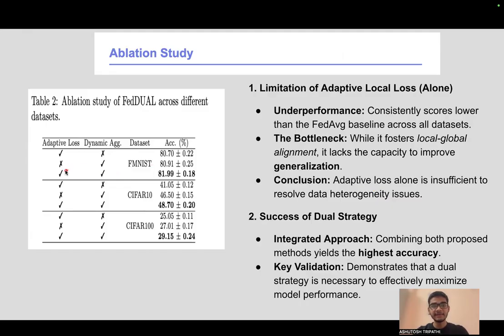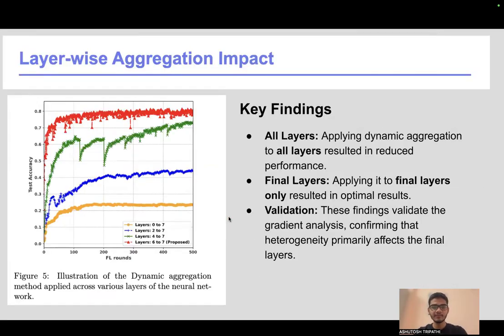Right. And then when we have integrated both adaptive loss and dynamic aggregation, we get the highest performance. So it demonstrates that a dual strategy is necessary to effectively maximize model performance.